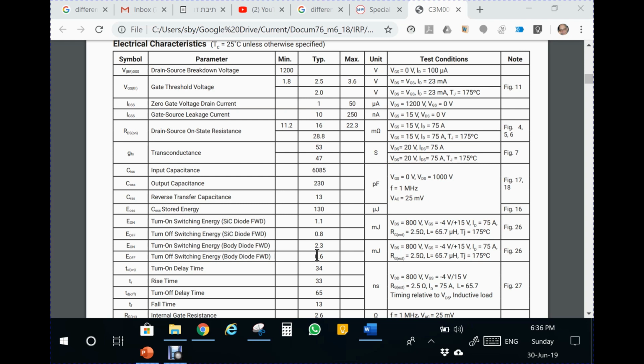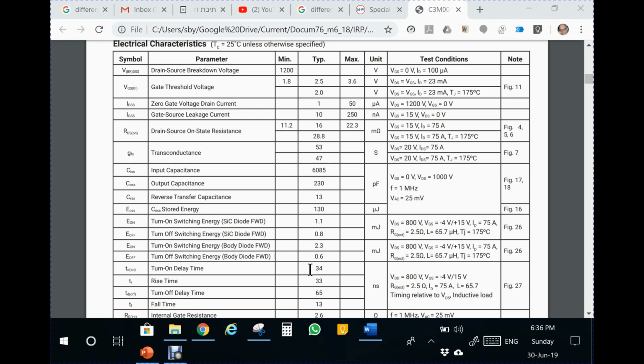Now these are key parameters for switching frequency. Why is that? Because every time you turn on and off the device, and we are talking about hard switching, soft switching is a different story altogether.